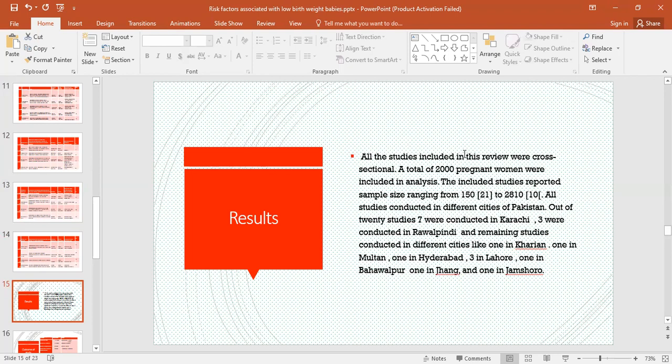Results. All the studies included in this review were cross-sectional, and a total of 2,000 pregnant women were included in the analysis. The included studies reported sample sizes ranging from 150 to 2,810. All studies were conducted in different cities of Pakistan. Out of these studies, 7 were conducted in Karachi, 3 in Rawalpindi. The remaining studies were conducted in different cities like Multan, Hyderabad, 3 studies in Lahore, 1 in Bahawalpur, 1 study in Jhang, and 1 in Jamshoro.